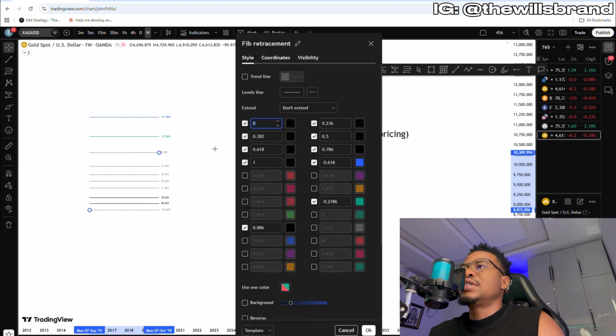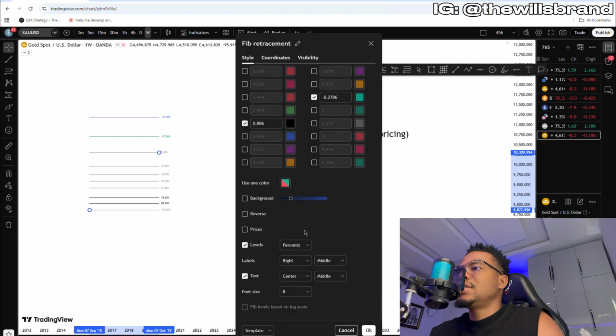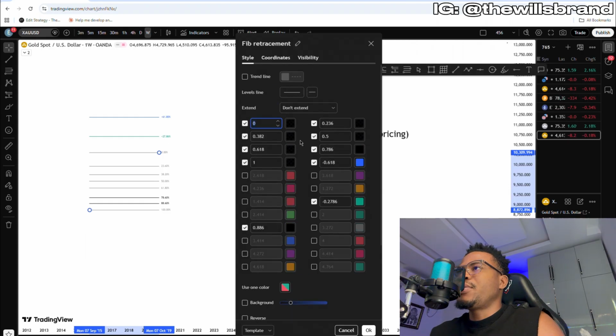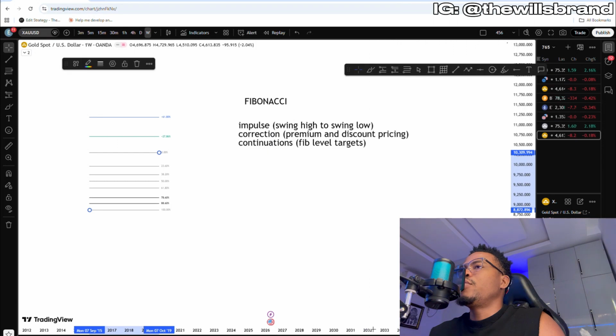Let me just go to the settings. I have the 0 turned on, 0.3, 0.236, 0.61. Here, everything is turned off, the trend line. You can pause the video and copy these settings. Here we have levels. My levels are based on percentage. We're not going to waste time on the rest of this. If you want to copy the settings, you can pause the video, copy them, and continue watching again. So let's go back to the class.